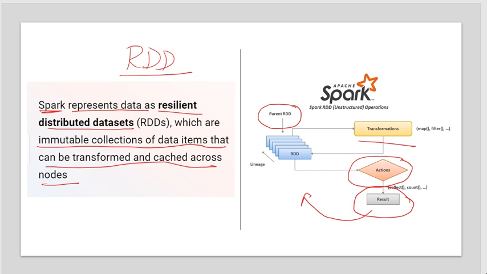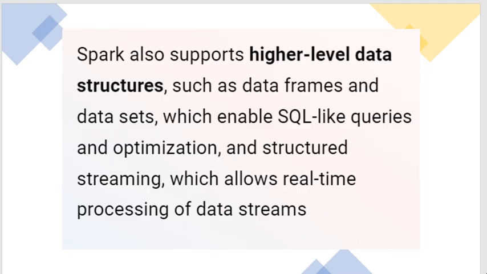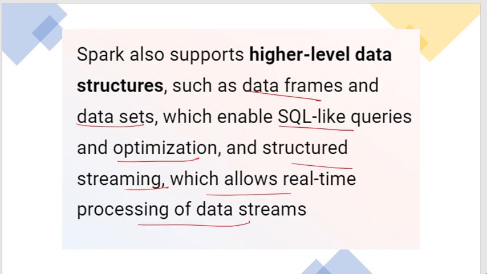So RDD is the basic data structure of Spark. Spark also supports high-level data structures such as data frames and datasets, which enable SQL-like queries and optimization, and structured streaming, which allows real-time processing of data. Basically, RDDs are there, but for high-level data manipulation, using SQL, data frames and datasets are also available for the optimization of the job.